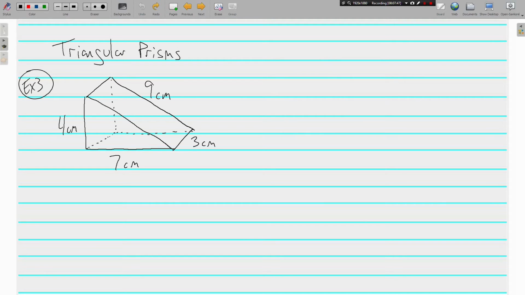But if you notice about a triangular prism, there are 2 triangles. Those are the bases. That's why it's a triangular prism. We've got this one here on the front, and then we've got the other one on the back.